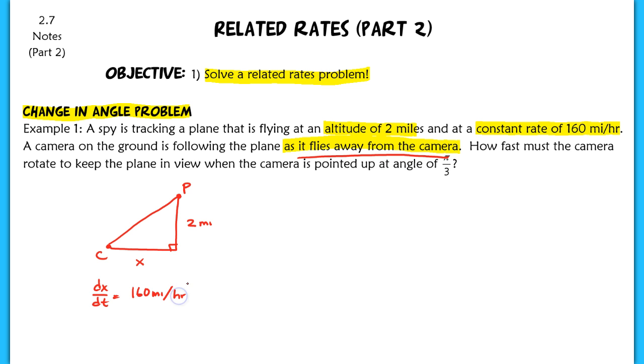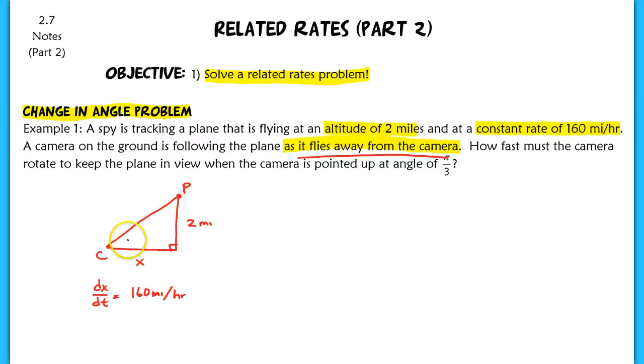If the plane had been moving towards the camera, then this would be a negative rate, but because it's flying away from the camera, x will always continue to increase, so that rate of change here will be positive. It's really important for you to pay attention to those little details, because if you use the wrong sign on your rate, the rest of your problem isn't going to make very much sense. You'll get an answer that doesn't make a lot of sense, so you have to make sure your rates are always consistent with how the diagram should be drawn.